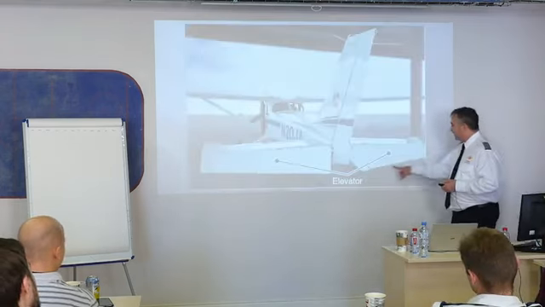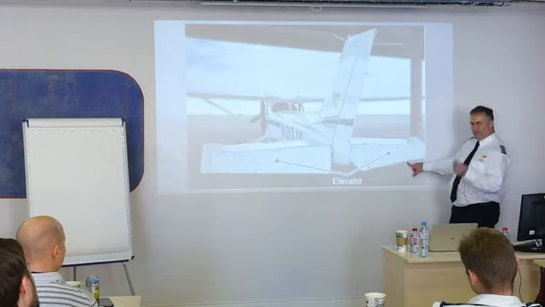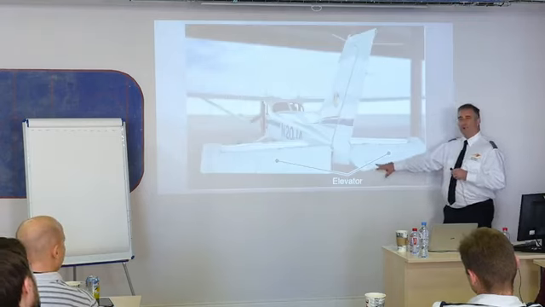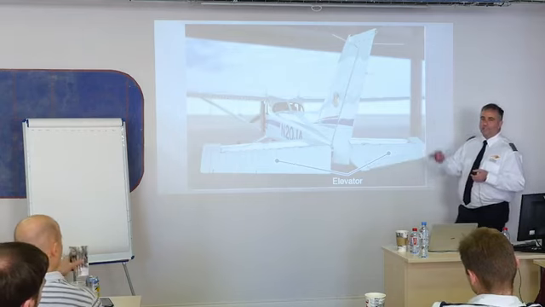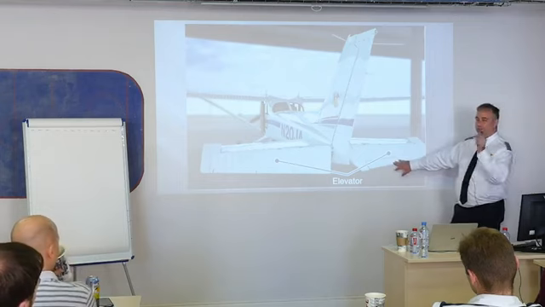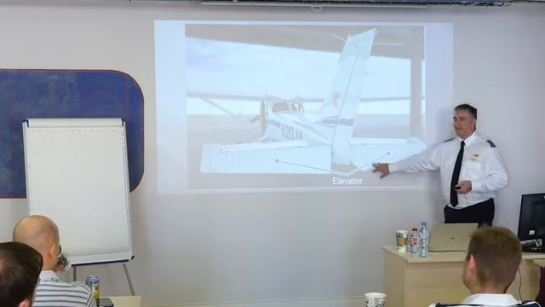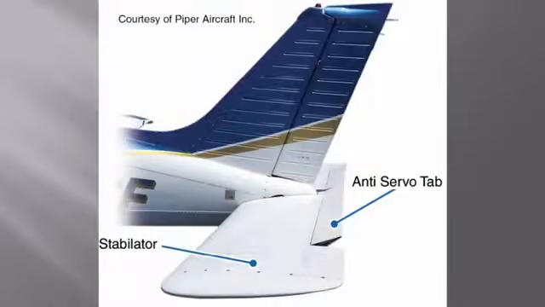And just one more. They didn't mention this here. I think they do in another slide. This is your trim tab. And it'll show me in one of the subsequent slides exactly how to adjust this. And I want to spend a little bit of time talking about the trim tab. Okay. This is a stabilator. And this is an anti-servo tab.